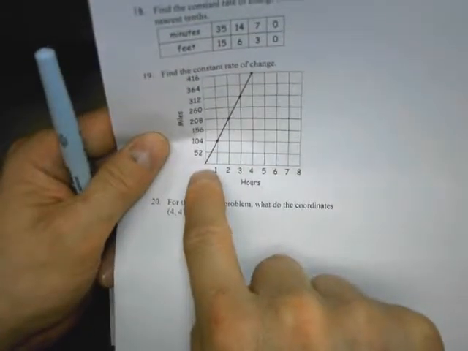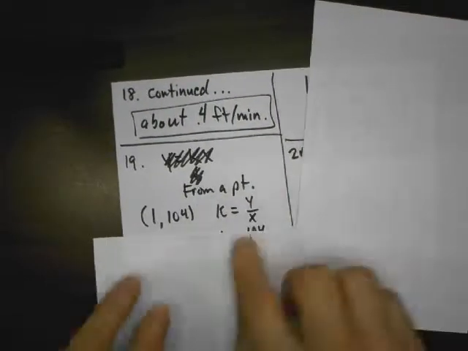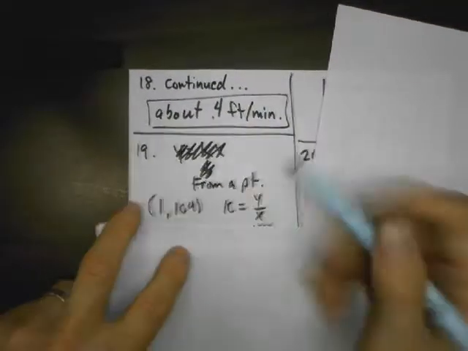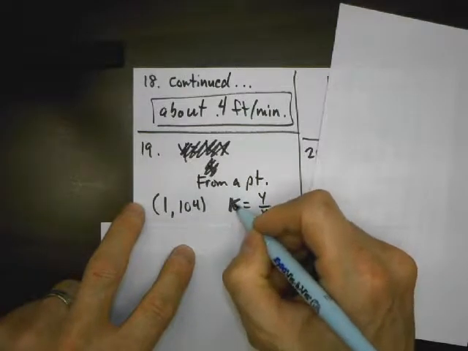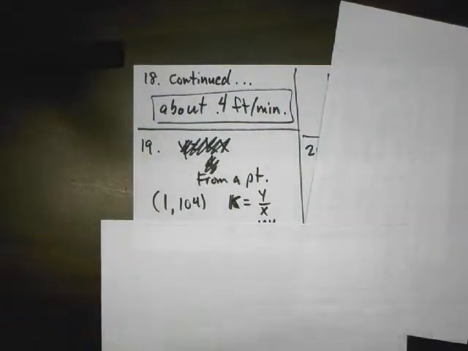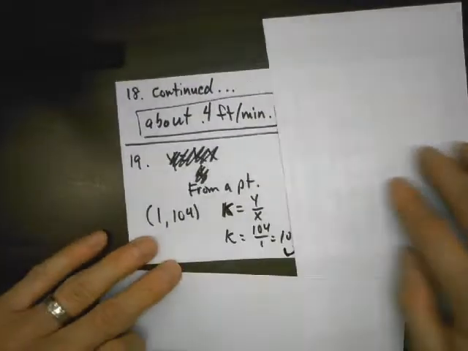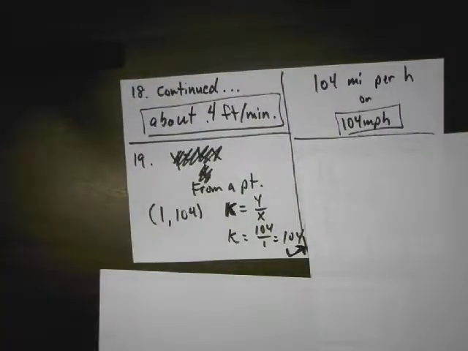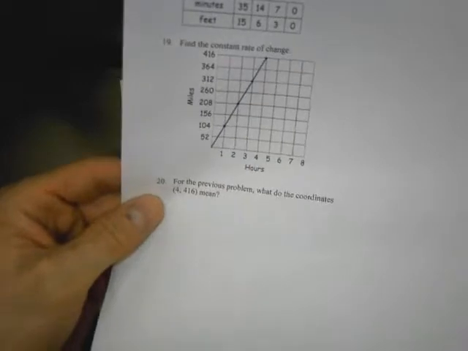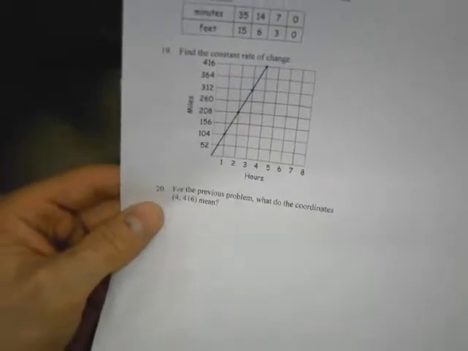So here's a point. My coordinates for that first point are 1, 104. So I take the coordinates 1, 104. My constant rate of change, what they use the symbol k for, when it's written as slope, they use the symbol m. For now, just know that k means constant rate of change. Put y over x, and I get 104, which stands for 104 miles per hour. If I would have taken any of those points, I still would have gotten 104 when I simplified the fraction.